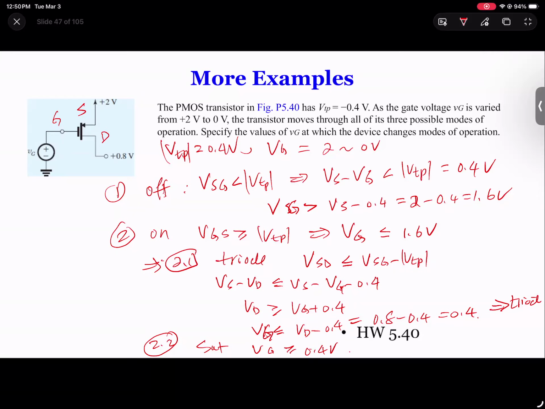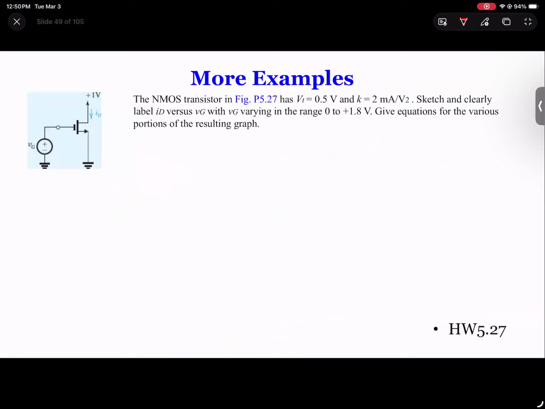So pretty much the examples in this chapter, the calculations, everything is focused on the off, the triode, and saturation. But as we move on, calculations are a little bit more complex, that it involves a quadratic equation. Once you involve one quadratic equation, the solution. So that's where sometimes it can be a little bit tricky. So we're going to go through some of those examples, right? So you guys can have a better understanding.